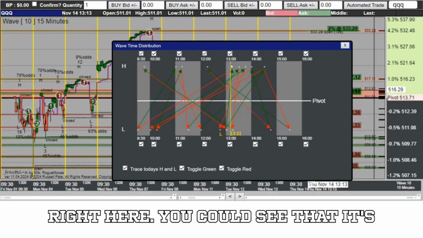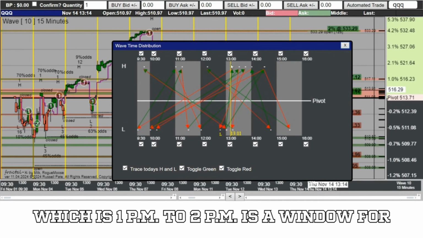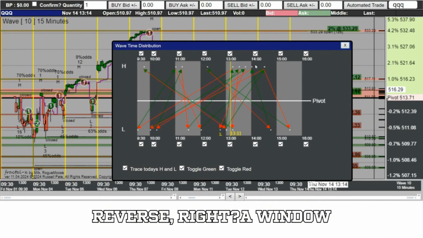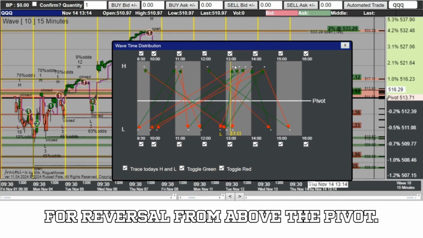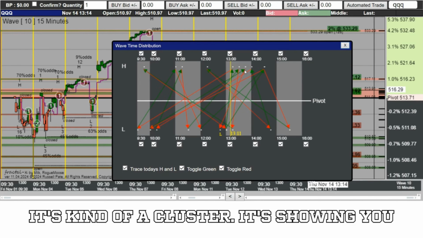You could see that it's showing you a window that around 13, which is 1 p.m. to 2 p.m., is a window for reversal, right? A window for reversal from above the pivot. It's just showing you that. It's kind of a cluster.